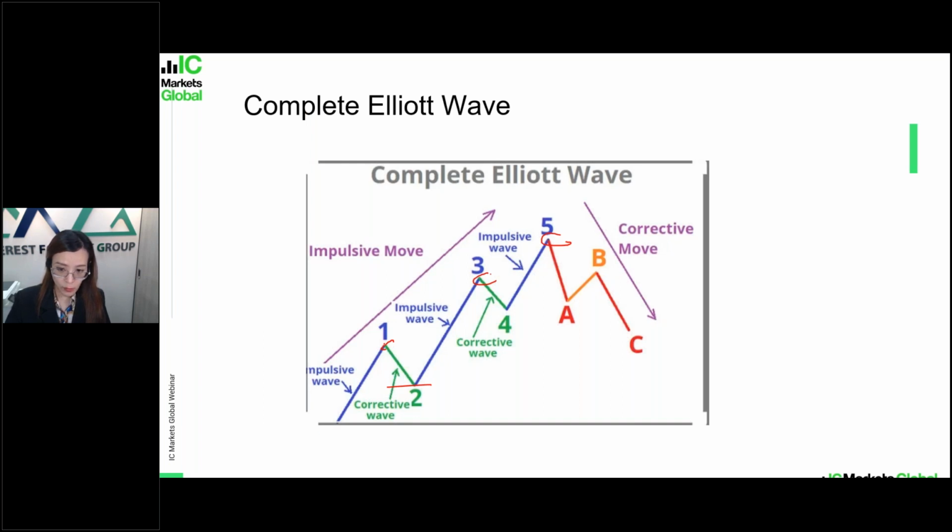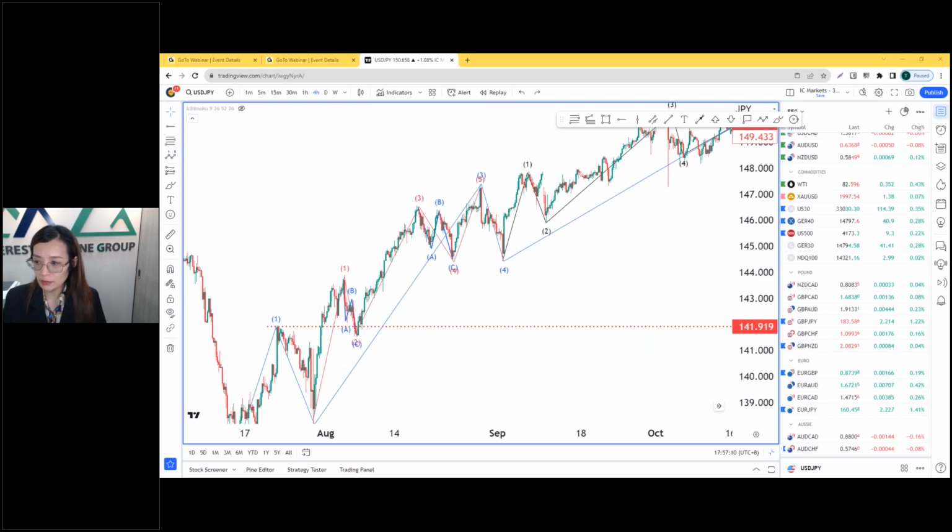Within wave 1 or wave 3, the impulsive waves, there will be small sub waves. Like here, there should be 1 2 3 4 5 wave, and then here will be the collective, A B C. And then here will be 1 2 3 4 5 and then A B C. How it looks is like this. Don't get confused. Over here is a good example.